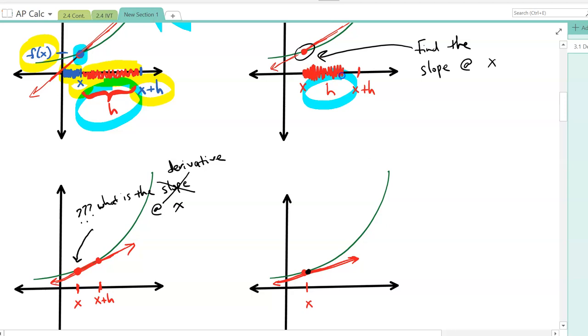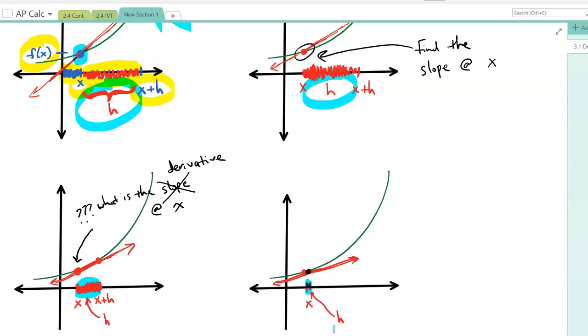Now, as I get the second dot and I move it closer to x, as I move x plus h closer to x, what do you notice is happening to h? Is it getting bigger or smaller? It's getting smaller, right? h is getting smaller. So this little distance right here is getting very small. And that's this idea of limit. We're going to take the limit of this problem and let h become so small that it approaches zero.